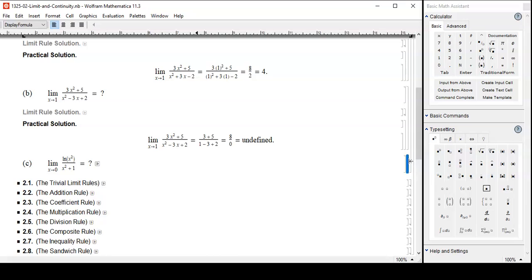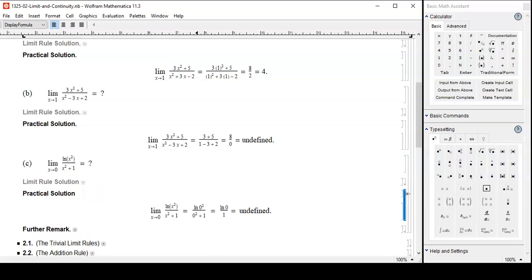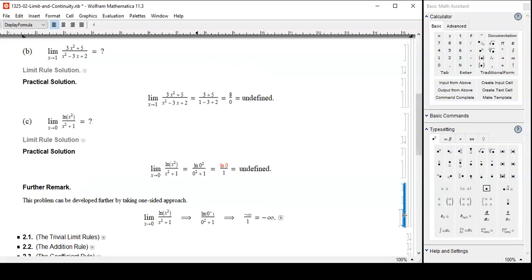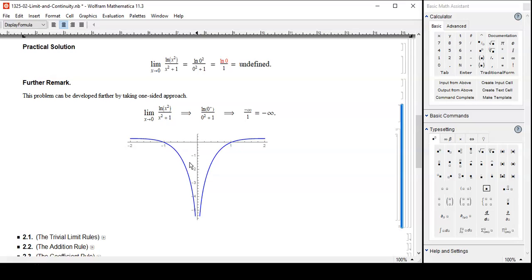How about the third? Well, it'll turn out that we have a bit of a problem. Plug in x equal to 0, so we get log of 0 in the numerator, and denominator is 1. But then again, log of 0 is undefined, right? So we have an undefined expression. But then again, unlike the previous undefined, this one is not very good. It turns out that the limit exists. It's negative infinity, as you can see here.